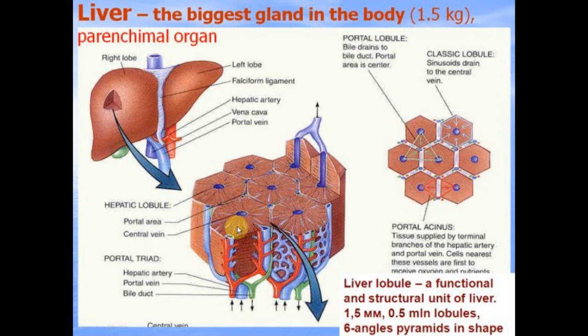The liver lobule is the functional structural unit of the liver. It is 1-2 millimeters in size, a 6-angle pyramid in shape, and there are about 500,000 lobules like that in the liver. So in section it looks spongy.